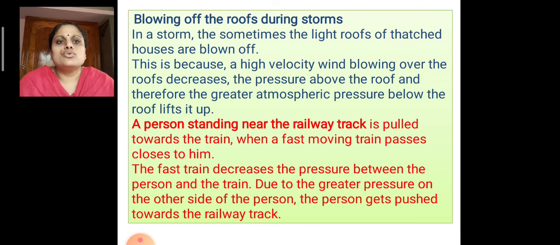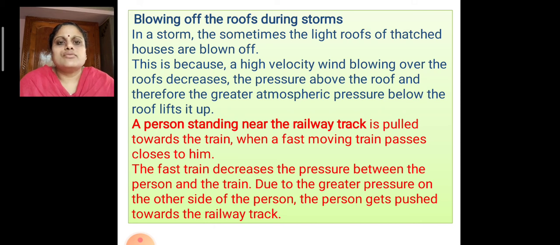Blowing off the roofs during storms. In a storm, the light roofs of thatched houses are blown off. This is because a high velocity wind blowing over the roof decreases the pressure above the roof, and therefore the greater atmospheric pressure below lifts the roof up.